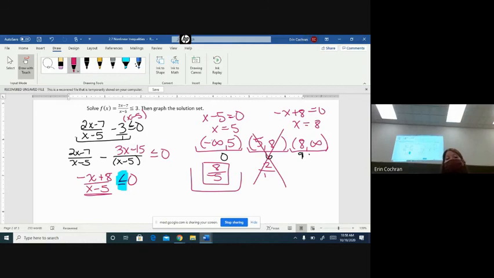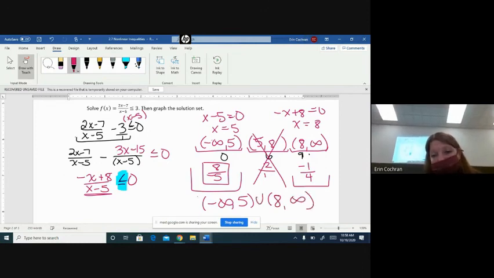All right, let's try 9. What's negative 9 plus 8? Negative 1. 9 minus 5 is 4. Is negative 1/4 less than or equal to 0? Yes, so is this a solution set? Yes. So my solution set would be from negative infinity to 5, and then from 8 to positive infinity. Okay, that would be my solution set. Does that make sense to you guys?